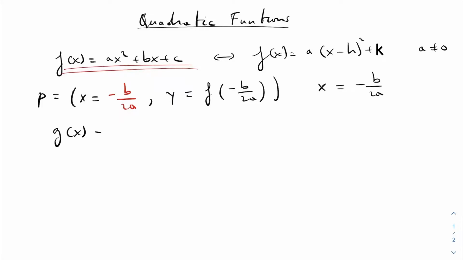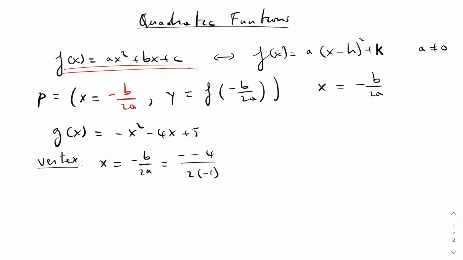So if I give you the function g of x equals -x squared minus 4x plus 5, your vertex is going to have for x coordinate -b over 2a, which in this case is going to be minus 4 divided by 2 times -1. And so on top, you're going to have minus 4 giving you plus 4 divided by -2 on the bottom. So that should be equal to -2.